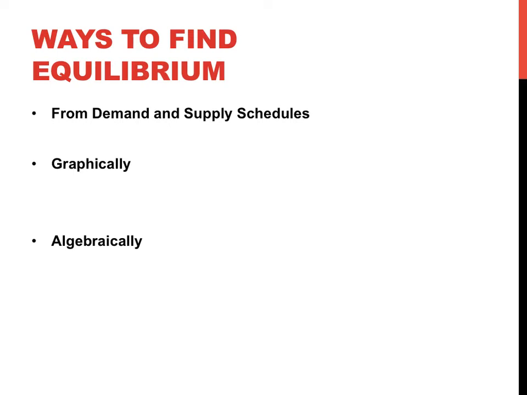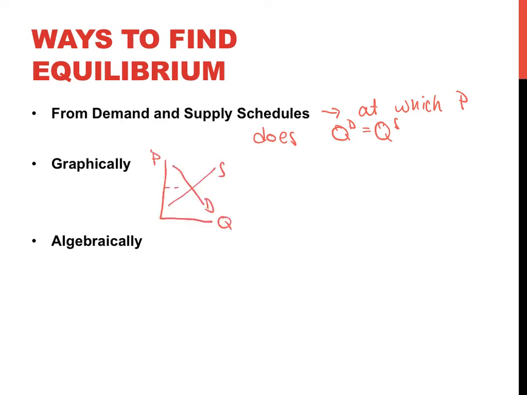So if we're given demand and supply schedules, so remember that's the tables with price and the quantity demanded and quantity supplied at each price, we can find the price at which quantity demanded equals quantity supplied, and that is the equilibrium price and quantity. We can also find equilibrium graphically. So if we have a graph of supply and demand, we can ask, where do the curves intersect? And that's our equilibrium price and quantity.